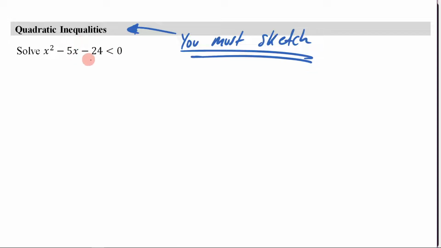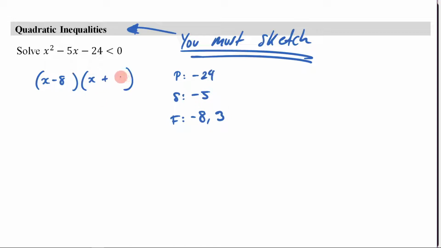So if I've got this, the first thing I want to do is sketch it. That means I first need to factorize it, because then I can figure out my x-intercepts. Now, what are two numbers I can multiply? The product has to be -24, the sum has to be -5. What are some factors that would give me this result? Well, you might have to think about it for a second: -8 and 3, because -8 times 3 is -24, and -8 plus 3 is -5. So that means I'm going to get x minus 8 and x plus 3. That means my x-intercepts are going to be 8 and -3.